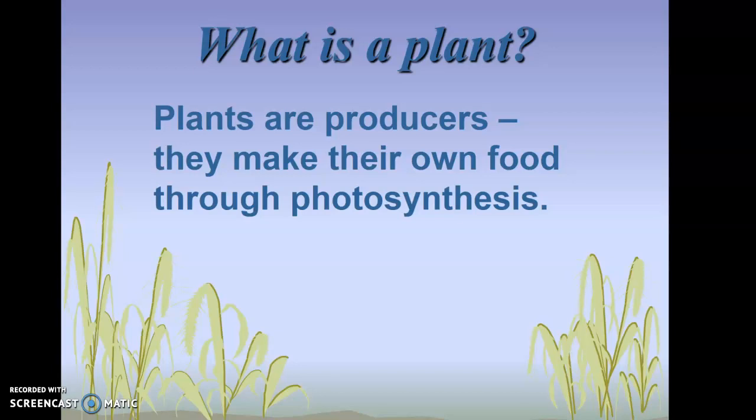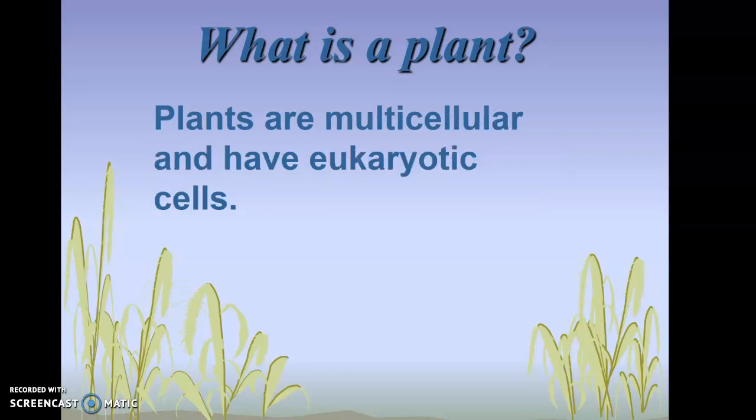So remember, plants are producers. That means they make their own food through photosynthesis. And what do plants need for photosynthesis? They need sunlight, they need carbon dioxide, and they need water. Plants are multicellular, and they have eukaryotic cells. Remember, eukaryotic cells means all plant cells have a nucleus inside.